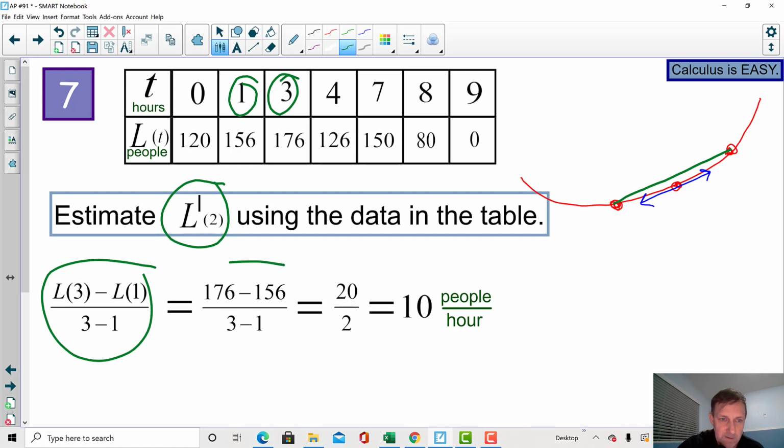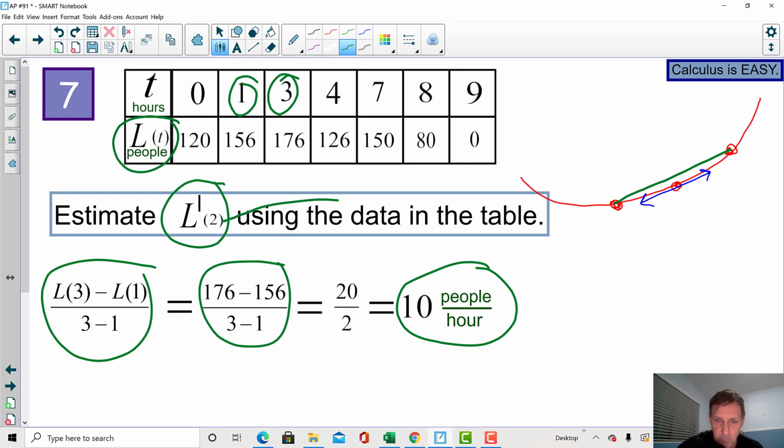So they give us the y values, we can plug those in, and after reducing it, we're just going to get 10 people per hour. Remember, if L of t has units of people, then L prime would have units of people per hour. Just has one extra unit of time on the bottom.